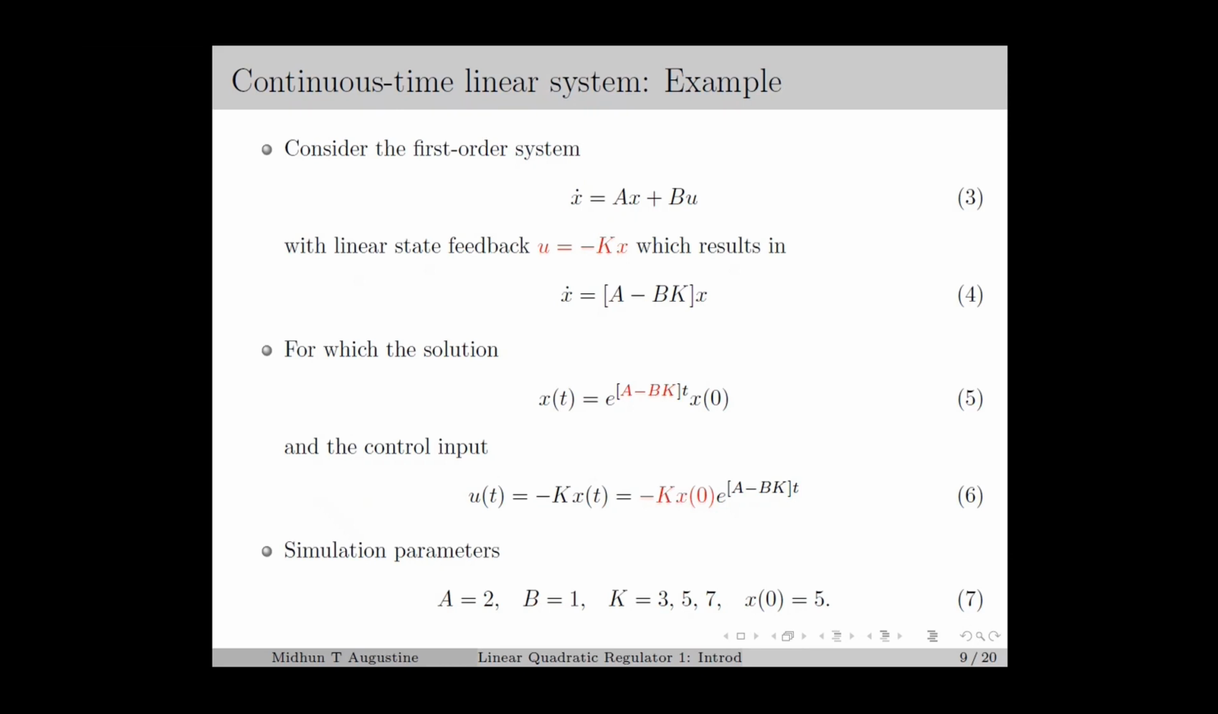Clearly, e raised to minus 5t converges with a faster rate compared to e raised to minus 3t and e raised to minus t. Therefore, for k equal to 7, the response will be faster, and for k equal to 3, the response will be slow.